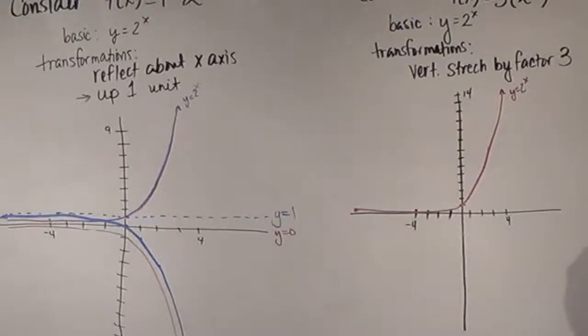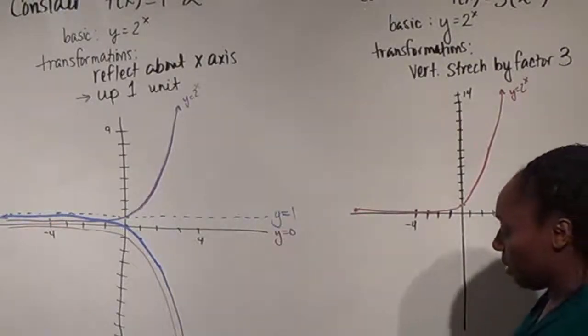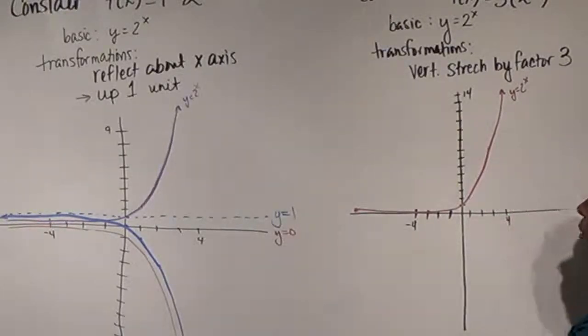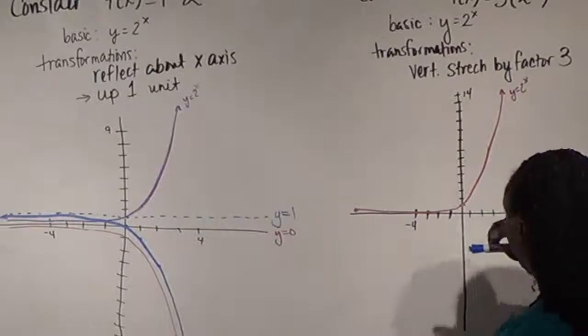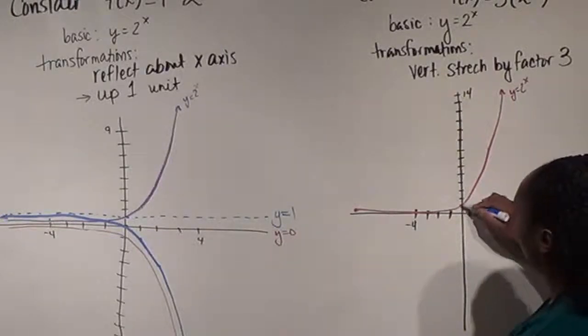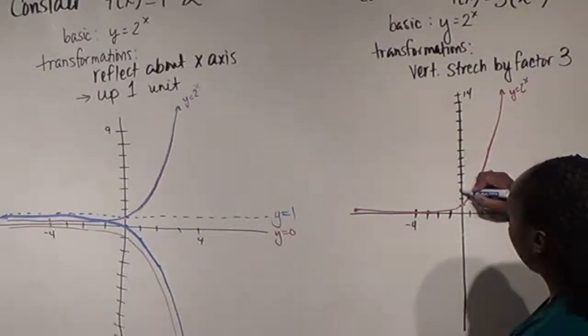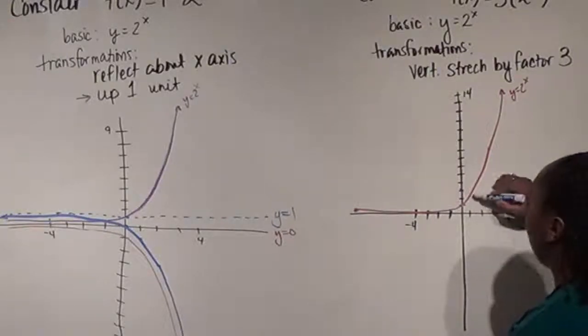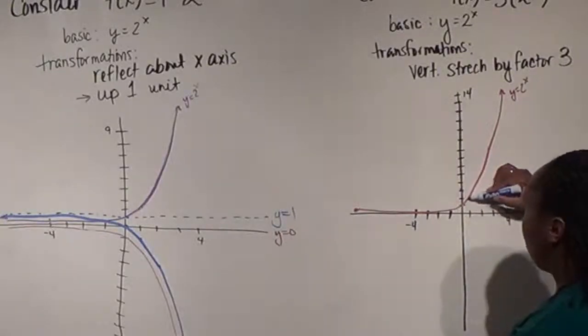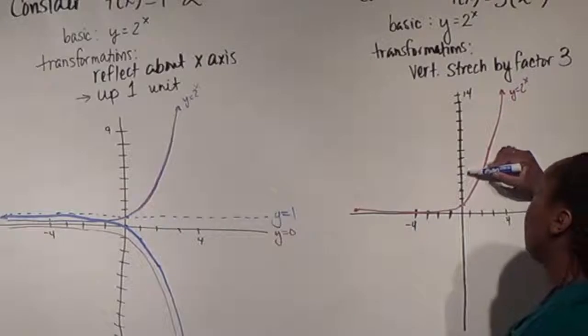Now if we look at the transformation, stretching by a factor of 3, that means I'm taking the y values and multiplying them by 3. So here, if I'm looking at my intercept, instead of at 1, it's going to be up here at 3. The value at 1, which is 2, is going to go up to 6.